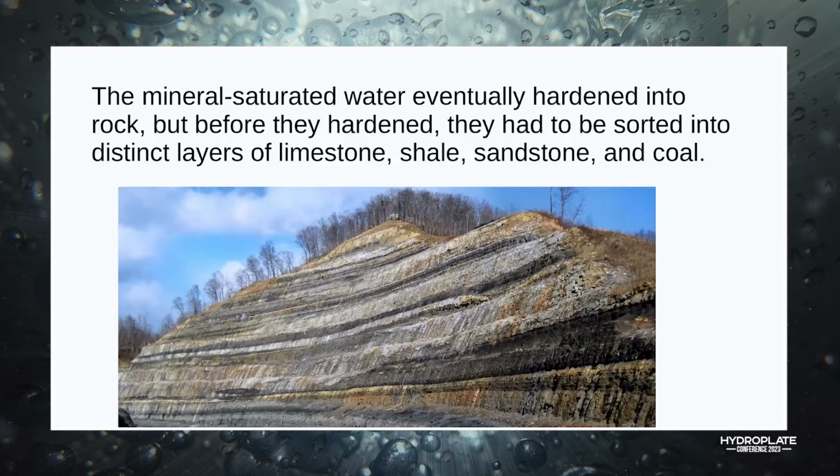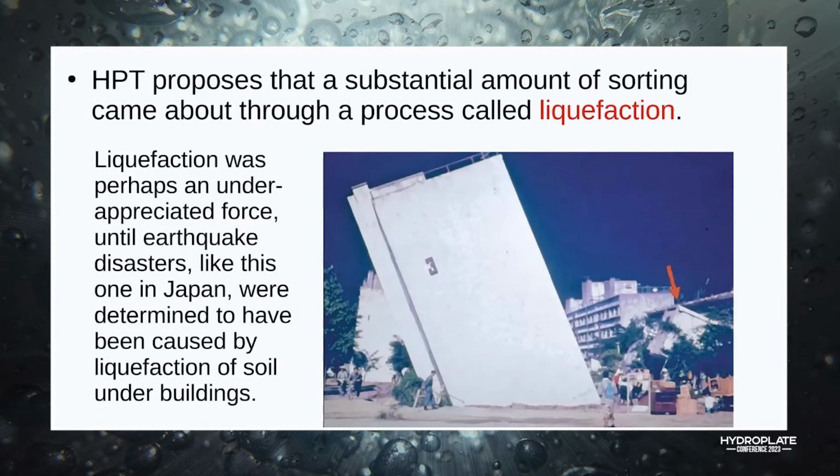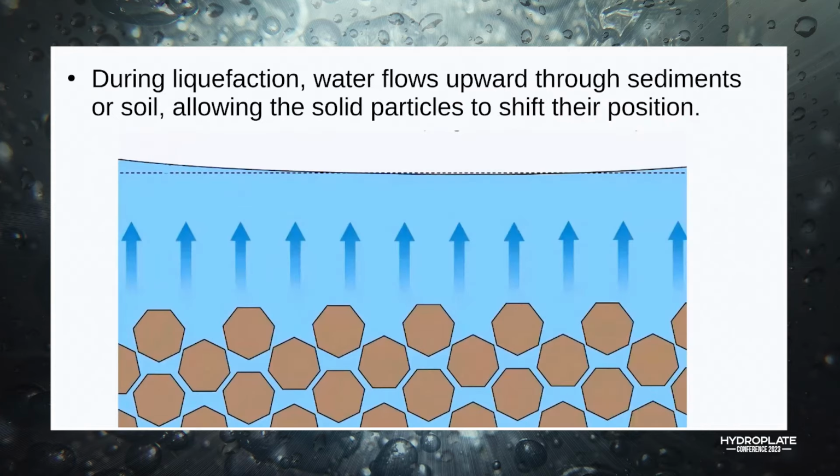So the mineral saturated water eventually hardened into rock, but before this happened, the minerals had to be sorted into layers. Hydroplate theory proposes that a substantial amount of sorting came about through a process called liquefaction. And so liquefaction really came to the attention of geologists when things like this started happening during earthquakes. Buildings would just sink. Well, it turns out it's liquefaction.